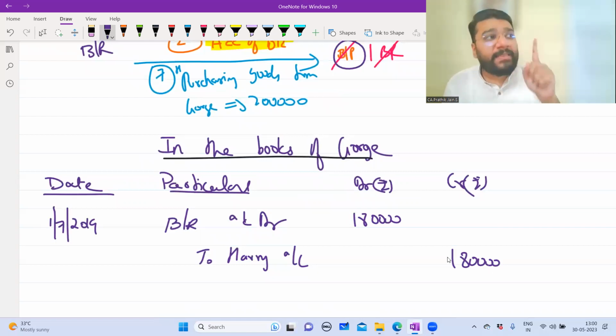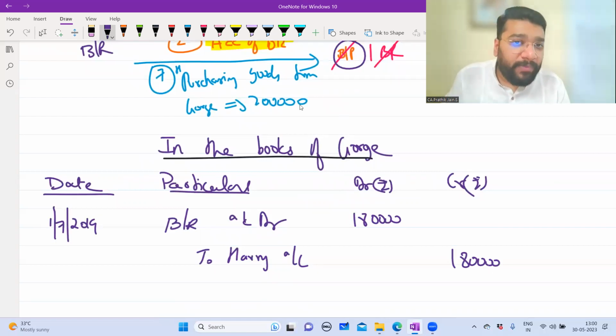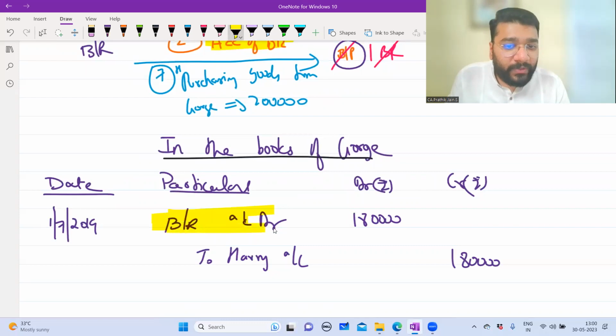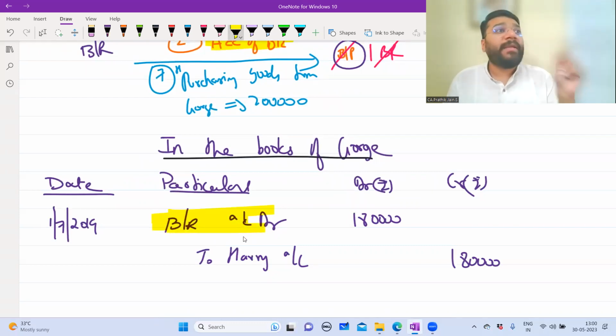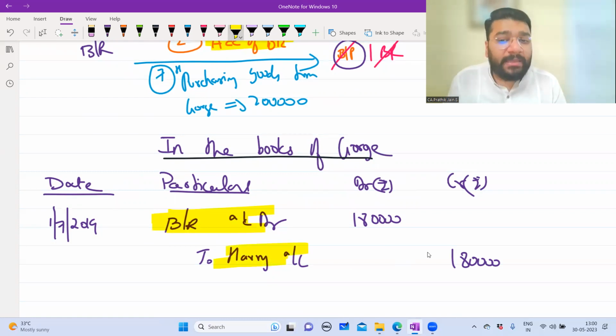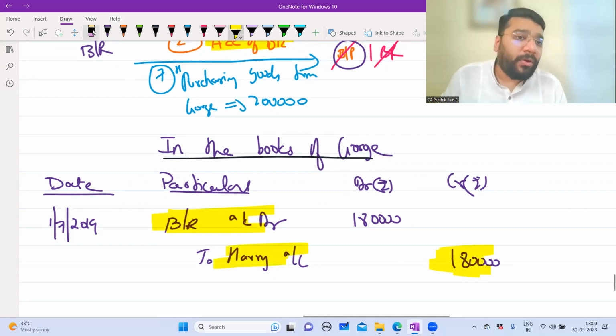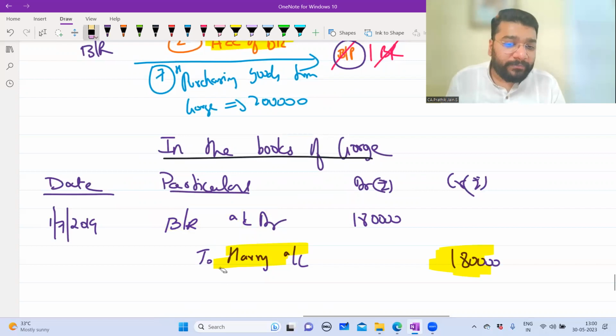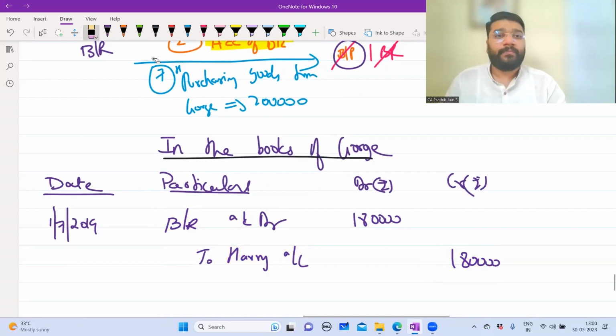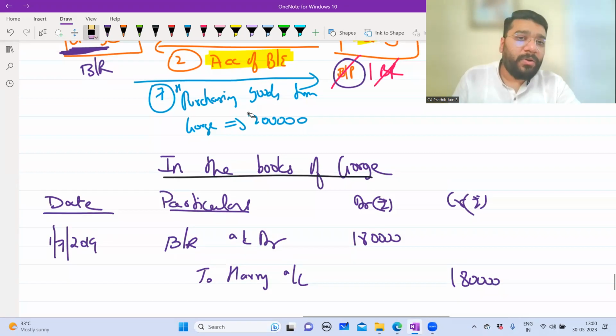Any problem? Yes, Harry is accepting the bill and giving back. So bills receivable. Okay. And this is not our money. We are taking help from Harry. So we have to remember to make the payment to Harry in future. Tell me yes or no. So bills receivable to Harry. Any problem? Guys, online people, hello? Yes, sir. Yes, sir. Wonderful.